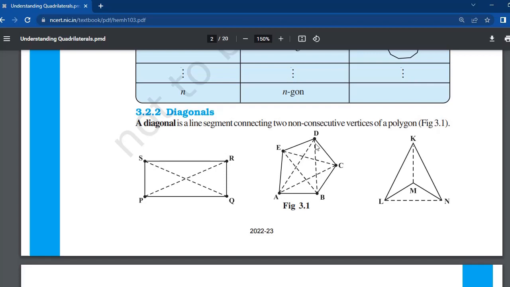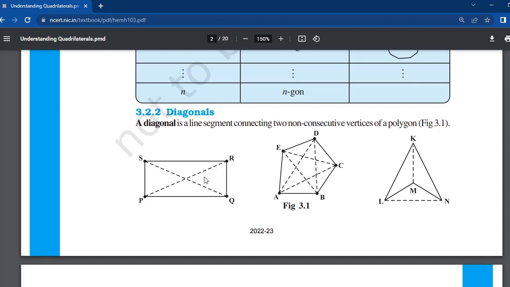And then ED is already connected via the adjacent edges. Similarly, A connects to D, 1, 2, correct? Similarly B, 1 and 2. Similarly D, C and A. AC is already connected, and EC was already counted before. So how many diagonals are there in a pentagon? 1, 2, 3, 4 and 5. Total 5 diagonals in a pentagon.